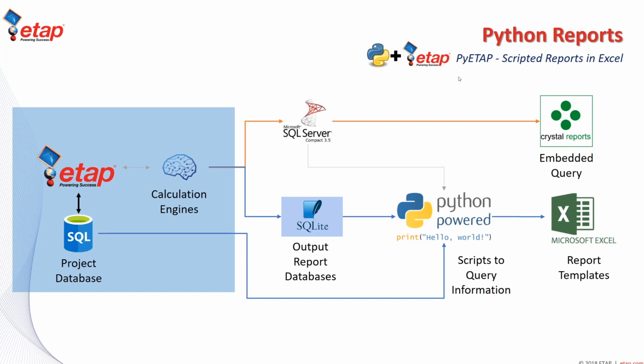Python reports in ETAP 18 series are pre-scripted reports that generate information in Excel. The information is generated through the calculation engine into an output report database. The script mines this database and sends its information to a custom Excel report template. This information is repeatable and can be customized by changing the Excel template. So let's take an example of a pre-scripted report that is available in ETAP 18 series.